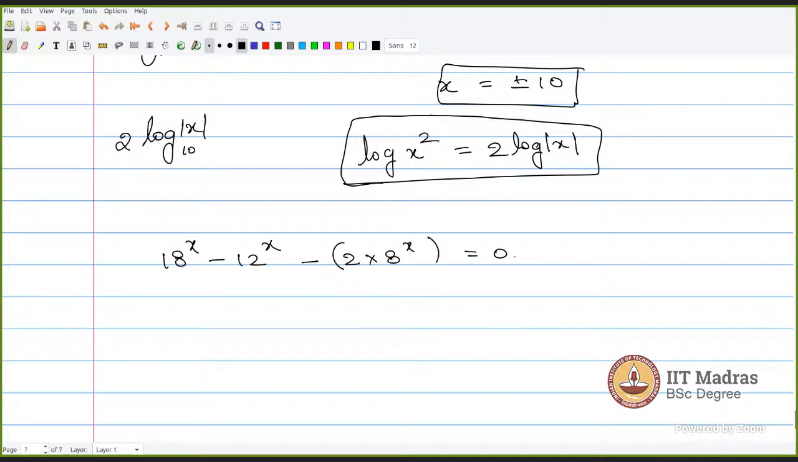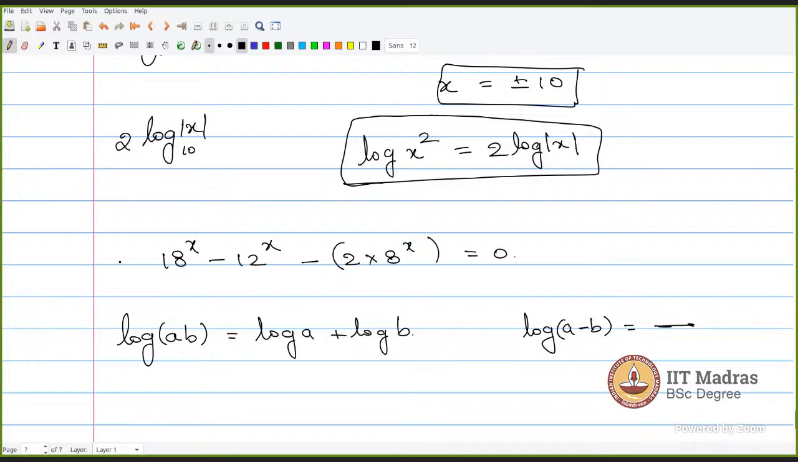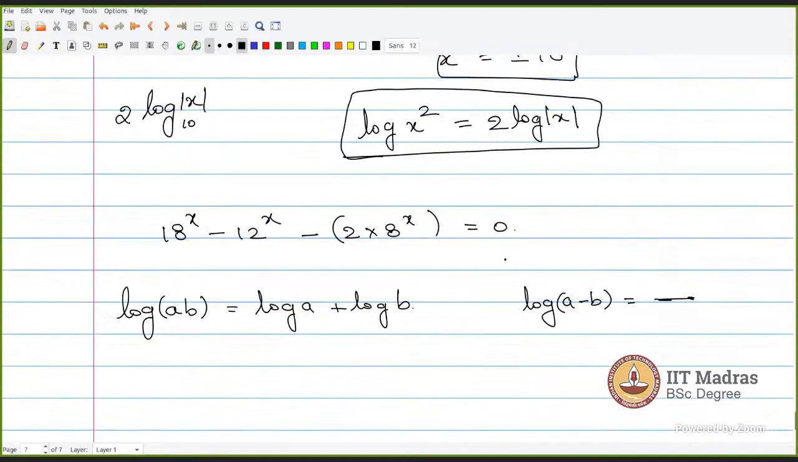So this is what we have been given, and we want the value of x. In order to take the log, we know the formula for log AB, which is log A plus log B. But we don't know the formula for log of A plus B or log of A minus B. If I take the log directly, I don't know how to split this. Even log 0 is not defined, so I cannot take the log directly.